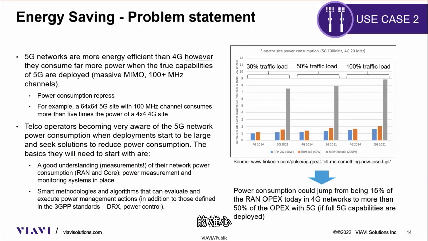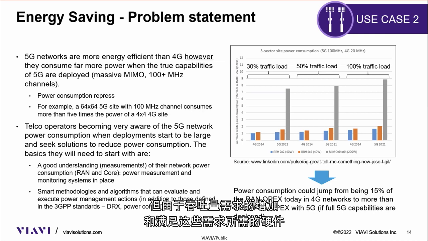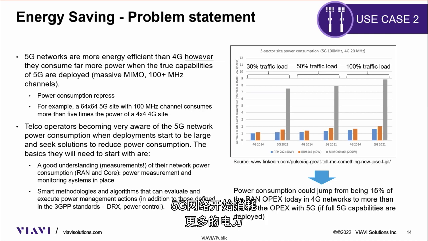And the way this works is, first of all, according to a recent report by GSMA, the energy consumption of an operator's network is between 20 and 40% of the entire OpEx cost. So it's a huge amount of energy that's spent running a network. And while 5G networks are actually more efficient than 4G, they start consuming more power because of the increased throughput demands and the hardware required to meet those demands.